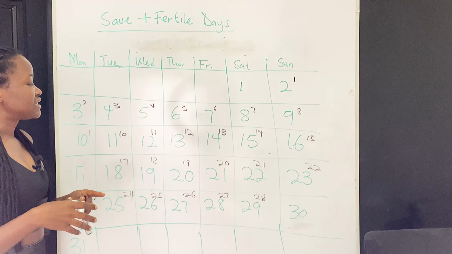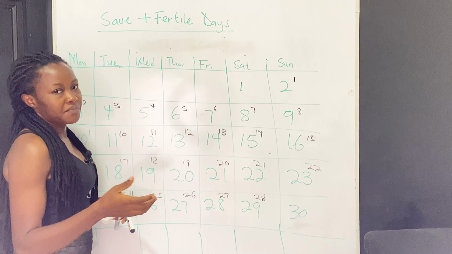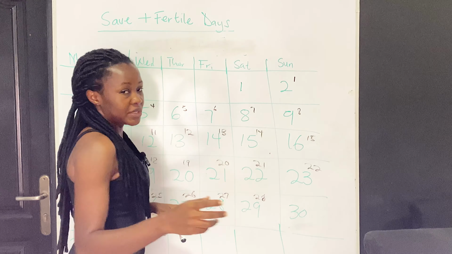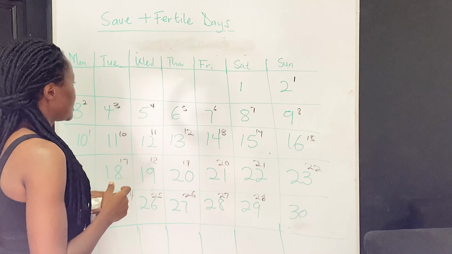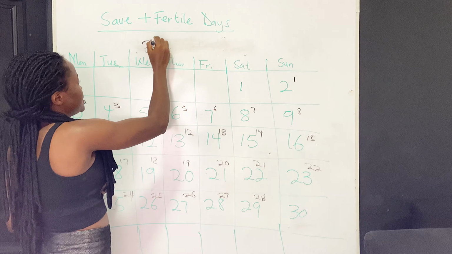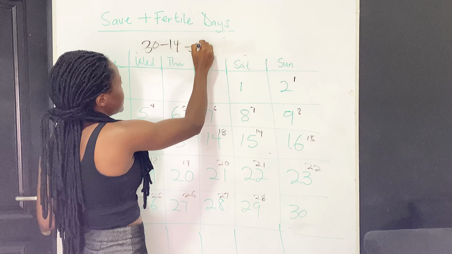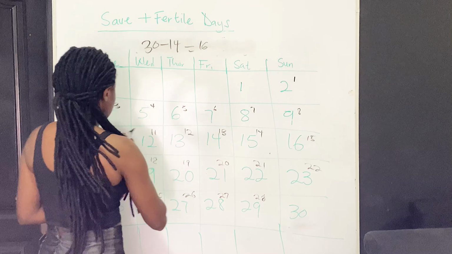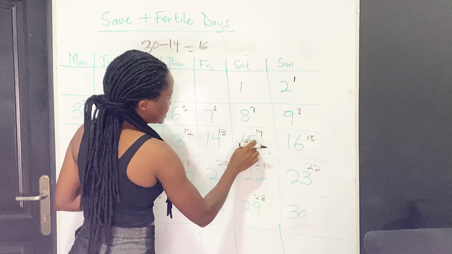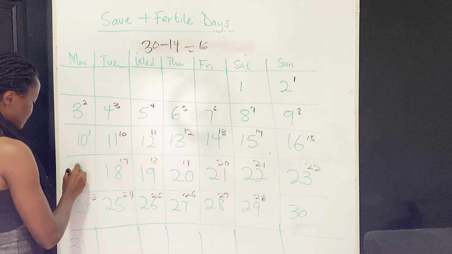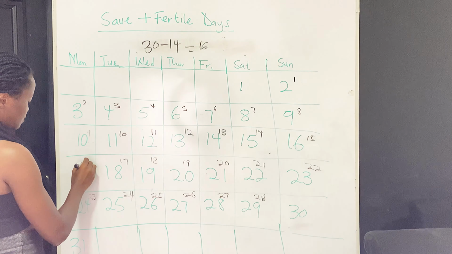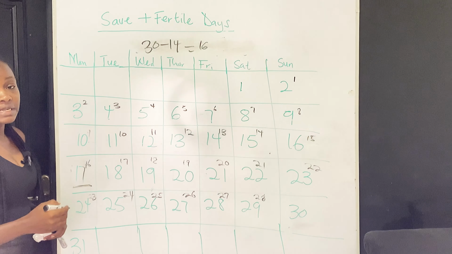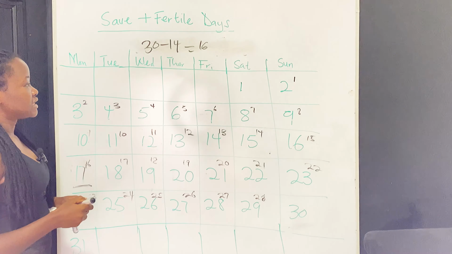So what happens is, if Priscilla is menstruating on the 2nd, which becomes her day 1, and then she has a 30-day cycle like we said, so 30 minus 14 becomes 16. So 1, 2, 3, 4, 5, 6, 7, 8, 9, 10, 11, 12, 13, 14, 15, 16. So she's expected to ovulate on this day. I'm sure we've gotten that.